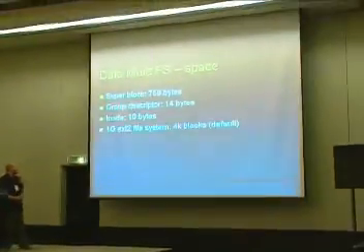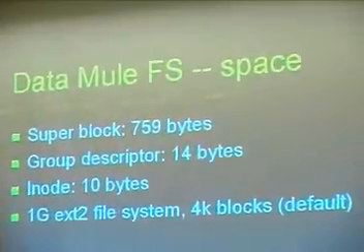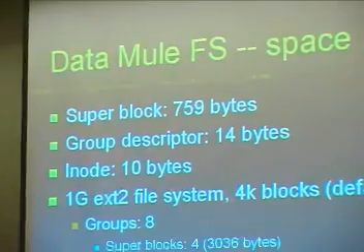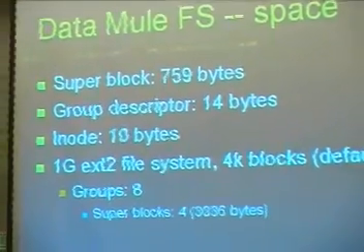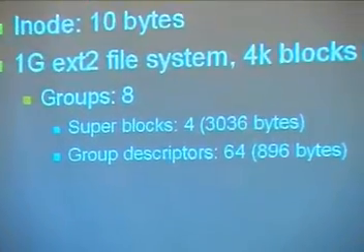So if we look at that, within a super block on ext2, we'll have 759 bytes of space. Within a group descriptor, which is something we didn't cover, but it's basically a mini version of the super block that's used simply for optimizations, we'll have 14 bytes. We've got an inode, which is only 10 bytes. And if we look at that for the average file system, so this is per 1 gigabyte with standard ext2 stuff, we end up with 8 groups, which gives us 4 super blocks. Every other group has a backup. So that's about 3K. Group descriptors overall don't even give us 1K.